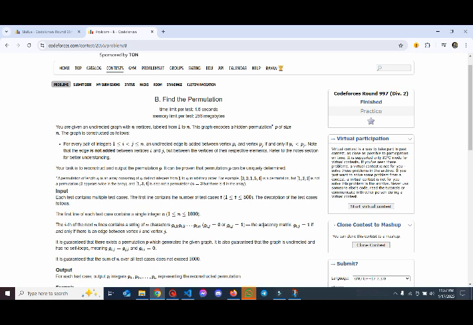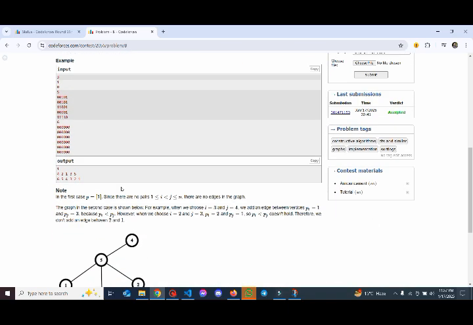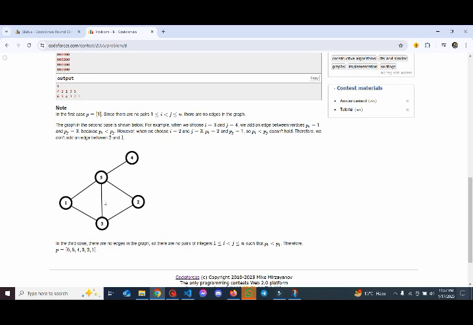We need to reconstruct p from the adjacency matrix. They gave us 3 test cases and one solving permutation tree.